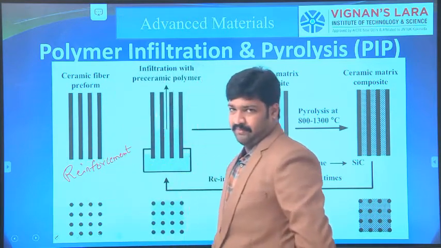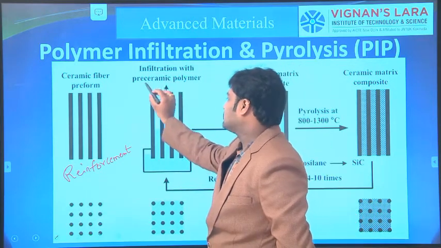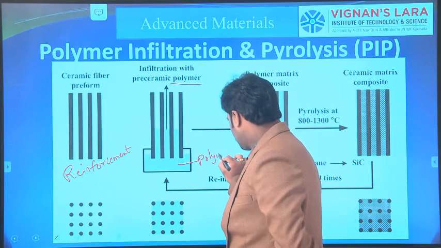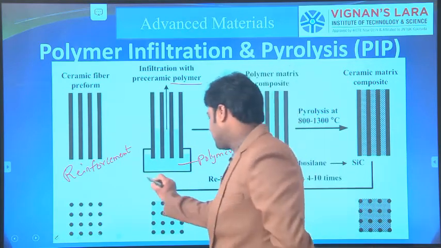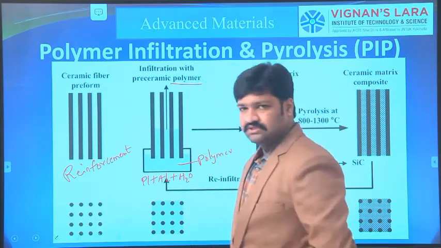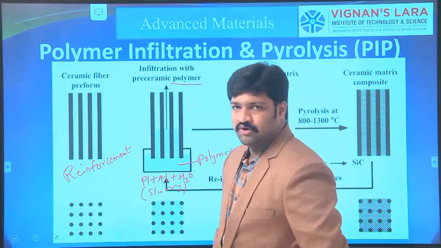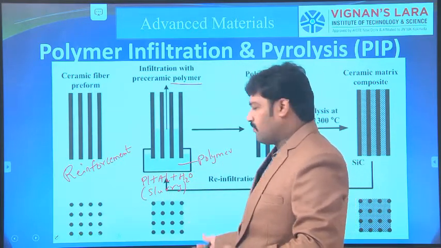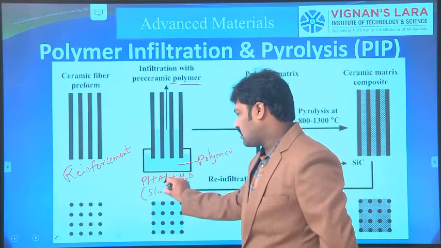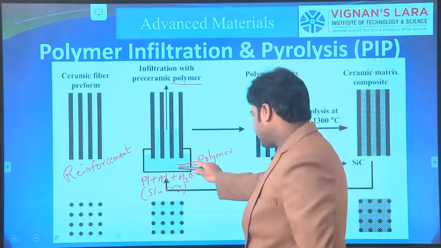Here we are taking a reinforcement material. This reinforcement material is dipped in a polymer slurry. So it is the infiltration with a pre-ceramic polymer. Here this is the polymer material. It is a mixture of polymer plus alcohol plus water. Here we are making a slurry. We are making the matrix material in a fluid form by adding polymer with alcohol and water. The alcohol and water content depends upon the material and it will vary.